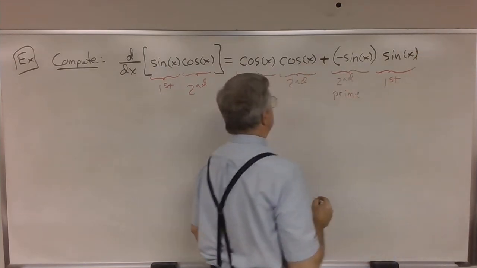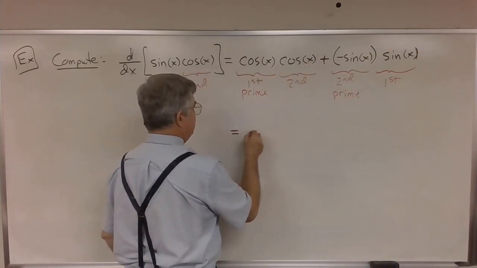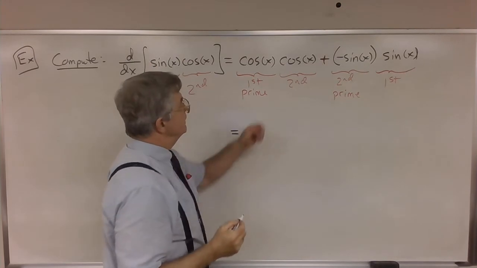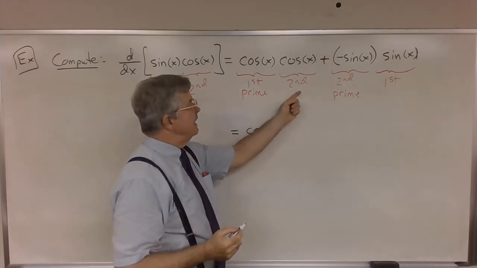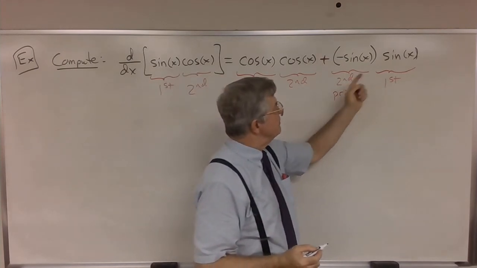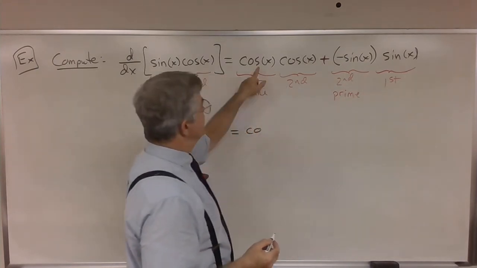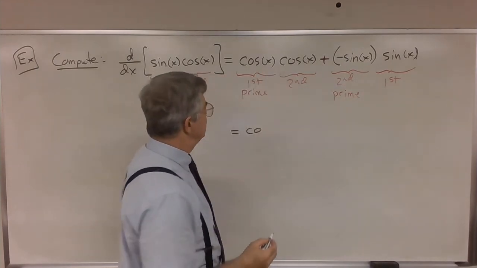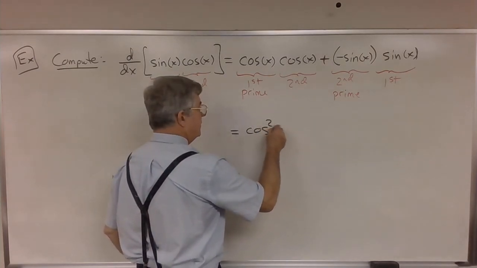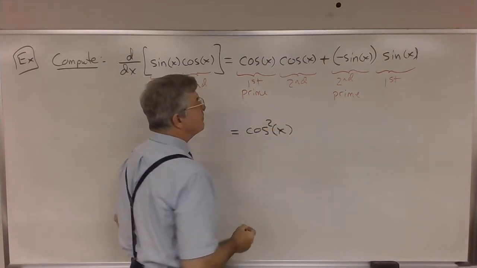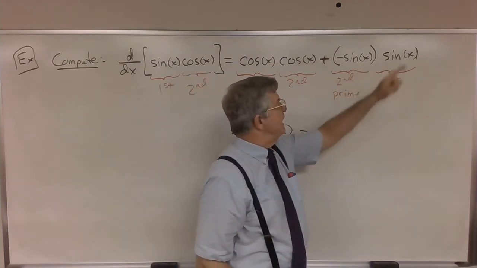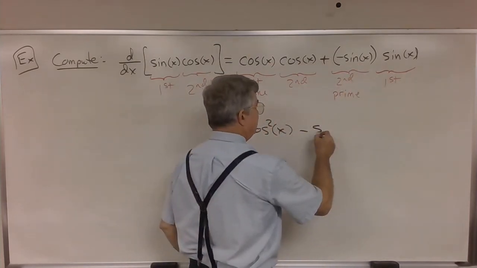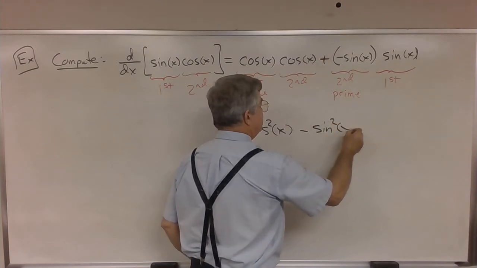And I'd probably simplify this a little bit. Now this really is multiplication. First prime times second, second prime times first. So it's cosine of x times cosine of x, cosine squared x, minus sine of x times sine of x, sine squared of x.